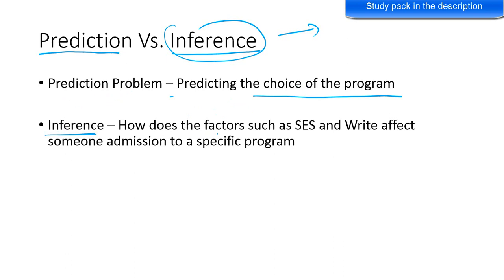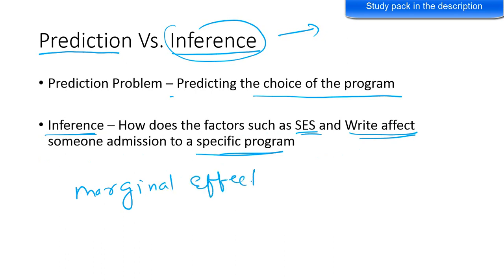And the inference is, how do the factors or the independent variables, such as the socioeconomic status or the score on writing skills, affect somebody's admission to a specific program. So we want to know what we call the marginal effect in the second case. Marginal effect is like if we change the socioeconomic status by 1 unit, what is going to be the corresponding effect on somebody's choosing a particular program? That is, the change in the log odds of somebody choosing a particular program in college. Similarly, we can explain that for other variables like writing score.